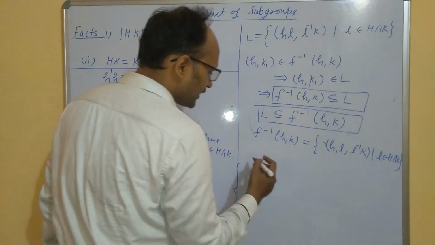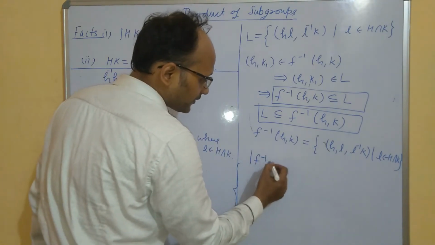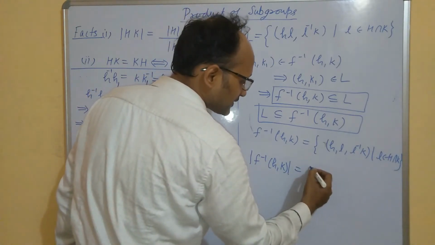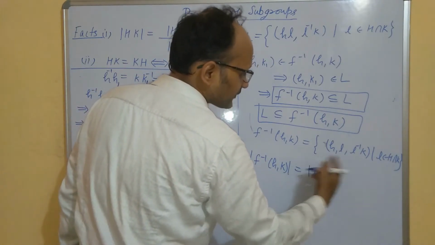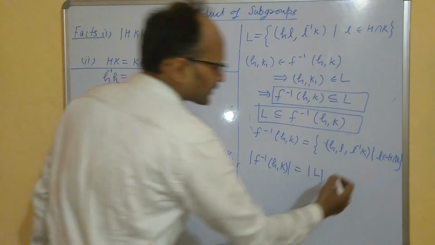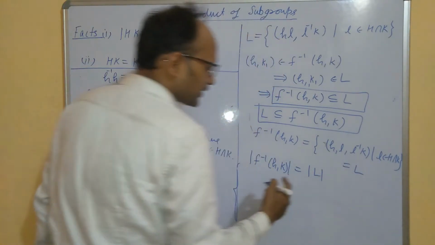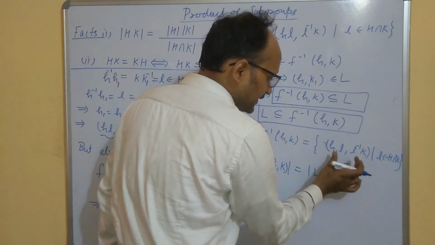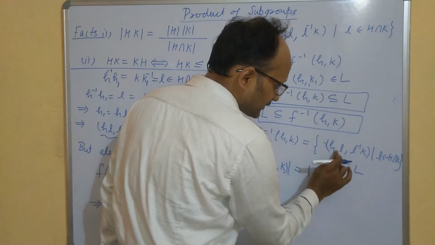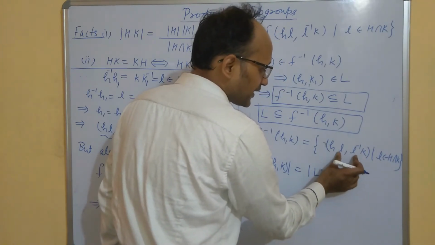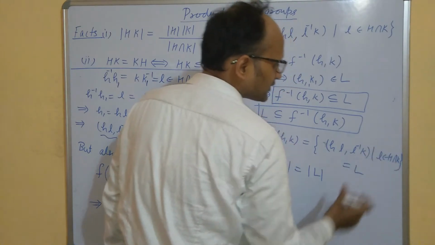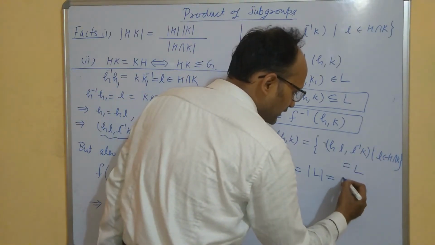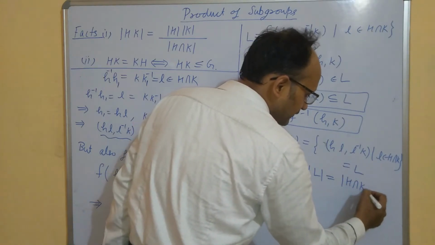Now if I ask you how many elements are there in F inverse of hk, then its number is the same as the number of elements in this set, the order of L. This set is L. So what does it mean? But how many elements does this set have? In this set, h and k are fixed. The only thing which varies is L, and L belongs to H intersection K. So it means this set has cardinality equal to the cardinality of H intersection K.